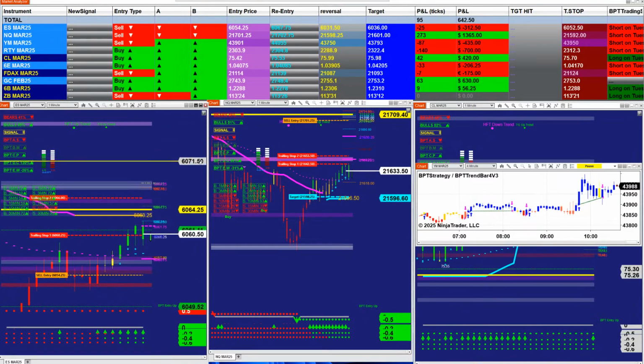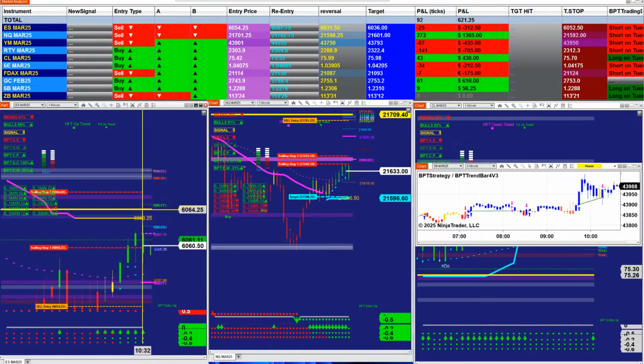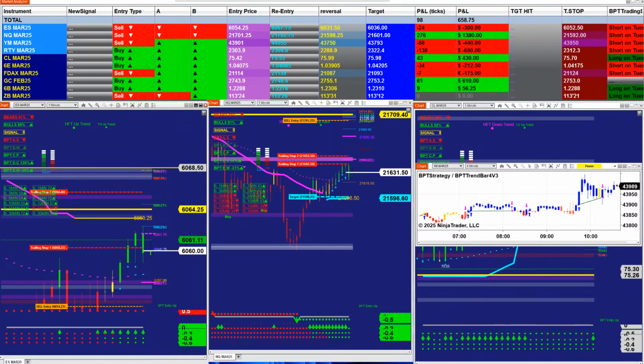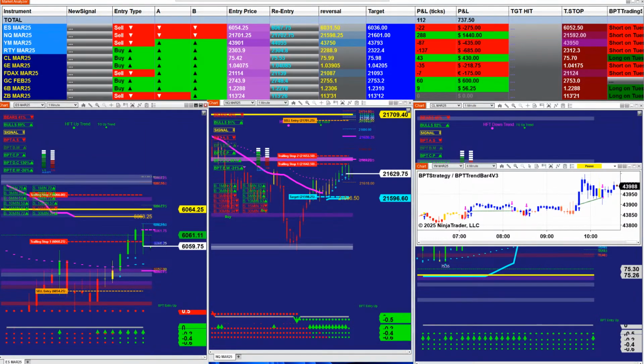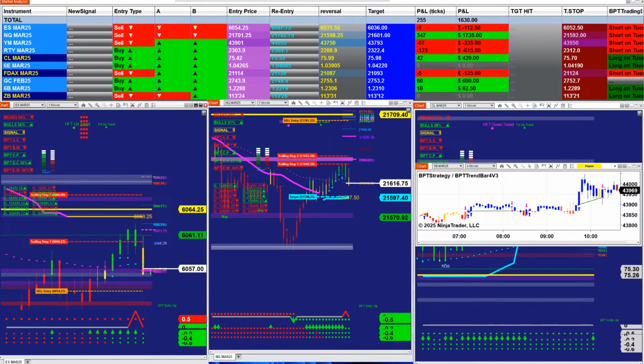So we have a long way to go. We need to cross those areas here. So there is a long way before taking long on the ES, indicating ES is not a tradable market. ES is not a tradable market, gentlemen.